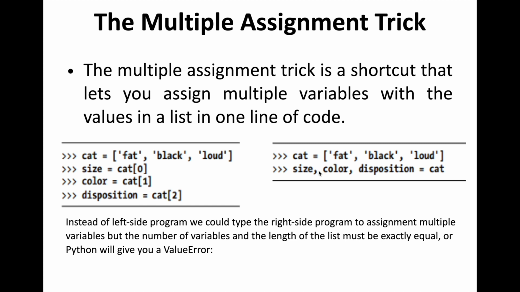If the number of elements doesn't match the number of variables, it is going to display an error. It will give a ValueError. The number of variables should match the number of values in the list. Okay, guys.